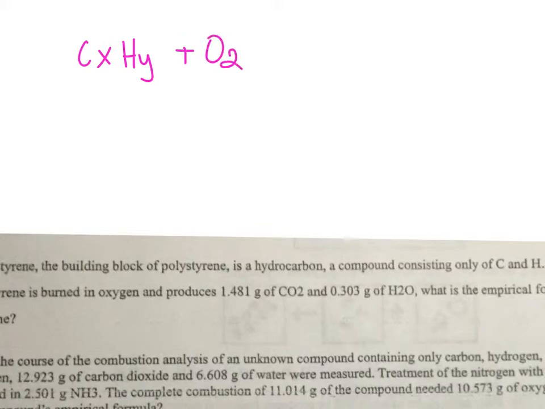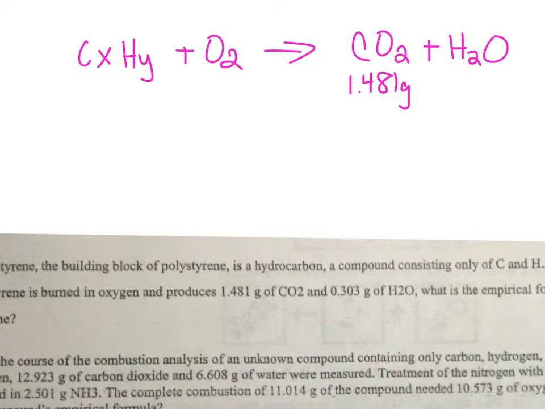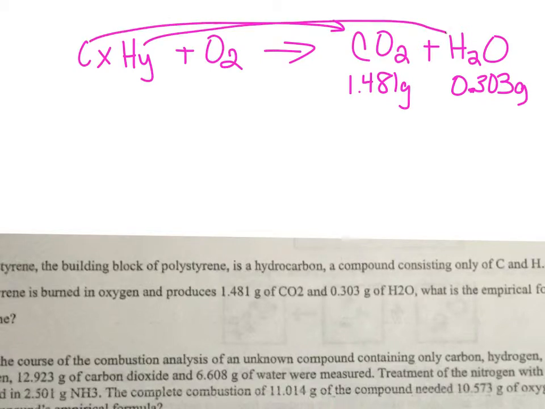combusts in some oxygen to make carbon dioxide and some water. Okay, so for this, we're going to look at the information that they're giving us about the products in order to figure out our reactants. So the products are 1.481 grams of carbon dioxide and 0.303 grams of water. Okay, and so what we're doing is we are assuming that all this carbon became carbon dioxide, all of that hydrogen became water, and that's the basis of this whole thing.